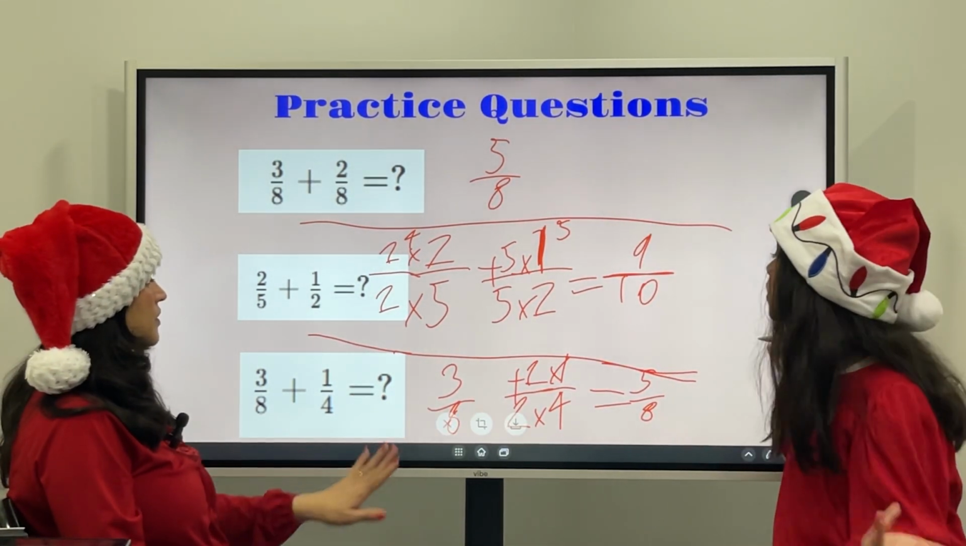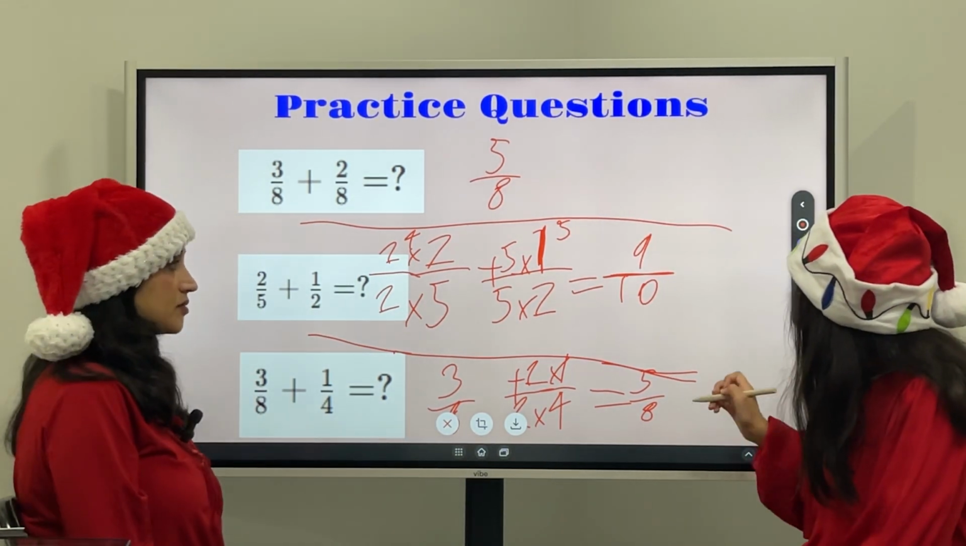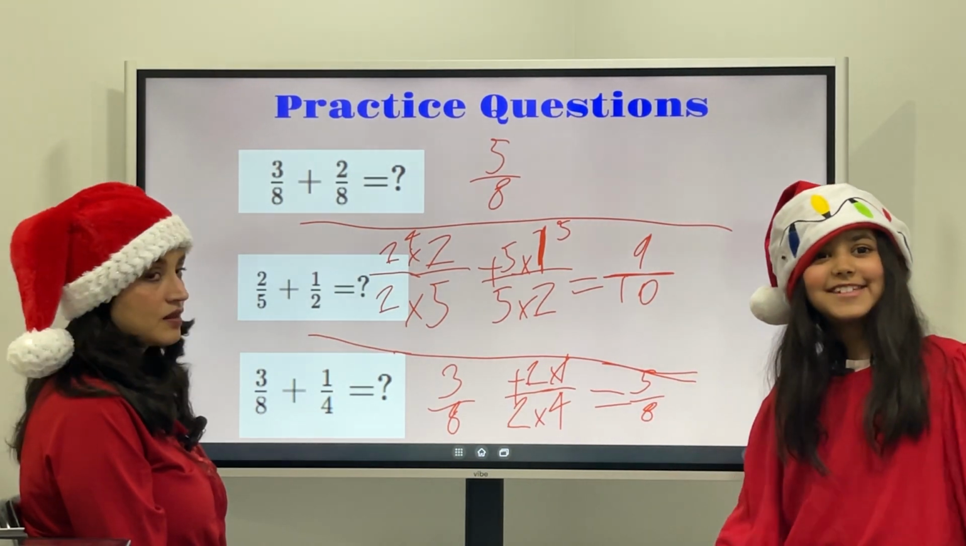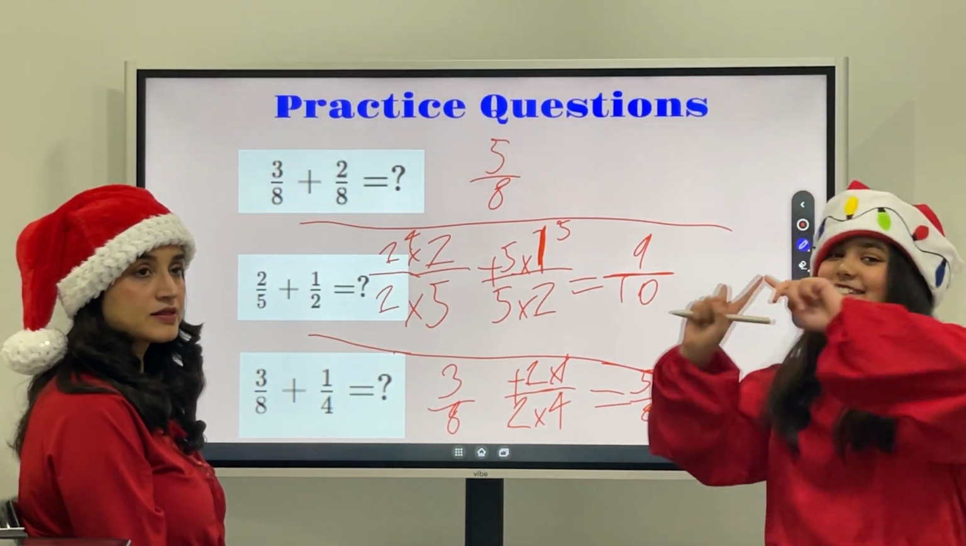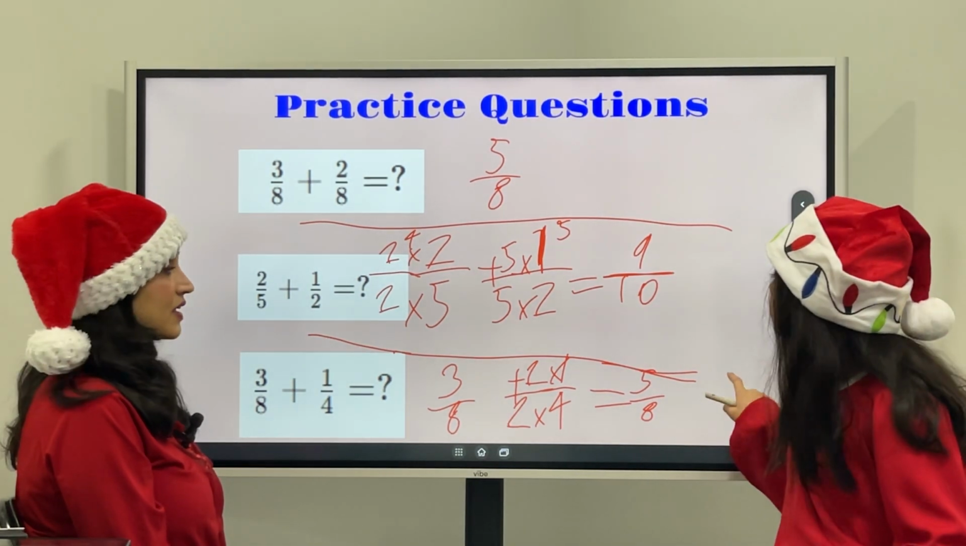So now we have all our answers. It's a lot of explanation, but you have to keep on practicing. So 5 by 8, 9 by 10, and 5 by 8. Two answers the same, one answer not.